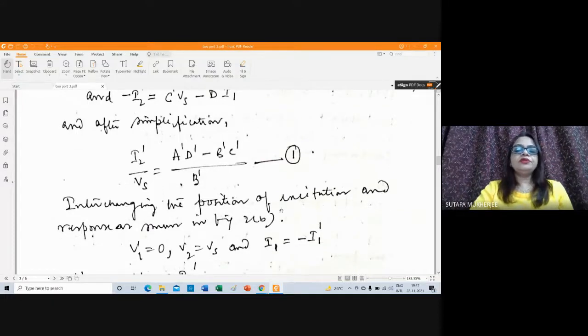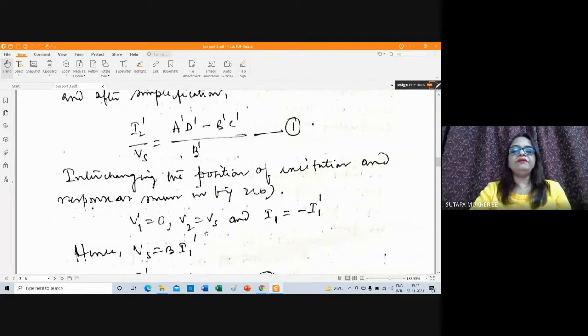So, interchanging the position of excitation and response, you have to prove reciprocity. So what will happen when we interchange? V1 will be 0 and V2 will be Vs. Initially, V1 was Vs and V2 was 0. So it is interchanged, right? Is it clear, ma'am? Yes, it is clear, ma'am. Nandini?